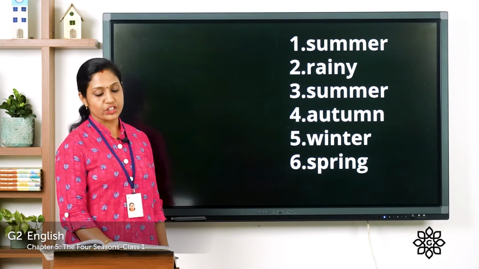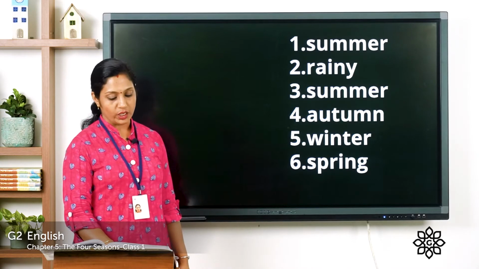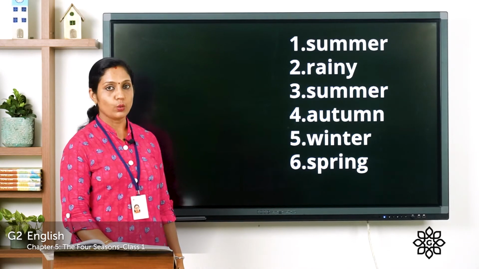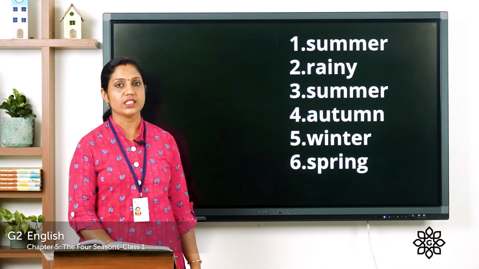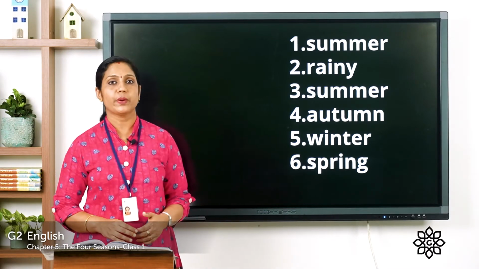Fourth, trees shed their leaves, and that is in autumn. Fifth one, it's very cold and windy. That is in the winter season. And sixth one, flowers bloom. Flowers bloom in the spring season.